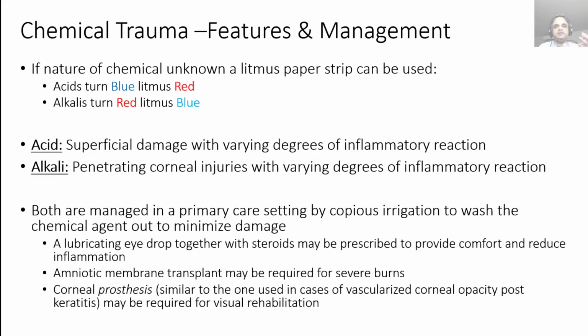Once the patient is in a tertiary care center, you give lubricating eye drops together with steroids to provide comfort. You can do amniotic membrane, and you can also apply corneal prosthesis to improve vision and appearance after the trauma has occurred. And these prostheses are very similar to something that you can also use if you have vascularized corneal opacities after keratitis, for visual rehabilitation as well as the appearance of the patient.